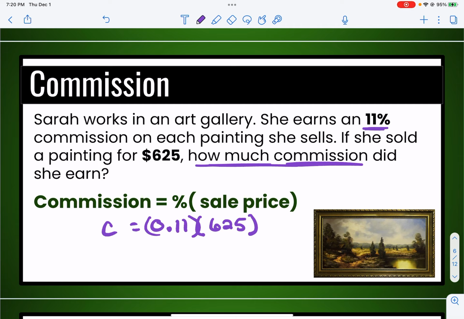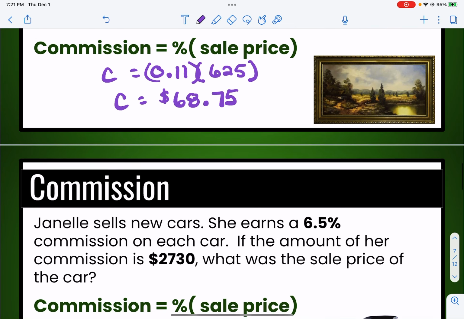So if I go to my handy dandy calculator and I plug it into the calculator, I will see that the answer I get is $68.75. Okay. So one painting, $625, and Sarah gets to keep $68.75. That is the amount that she is going to take home in her paycheck before the government gets their part, of course.